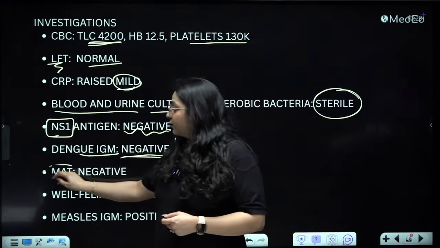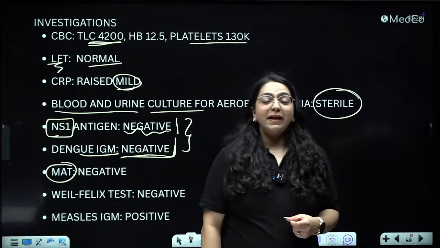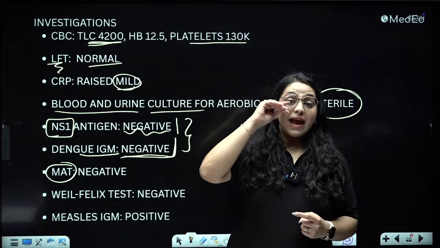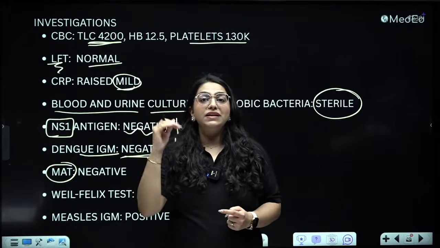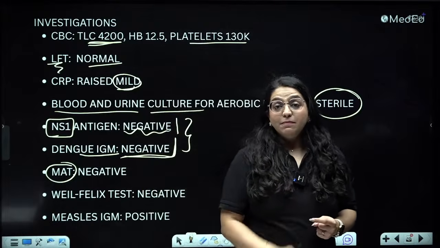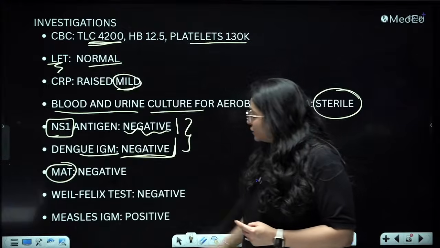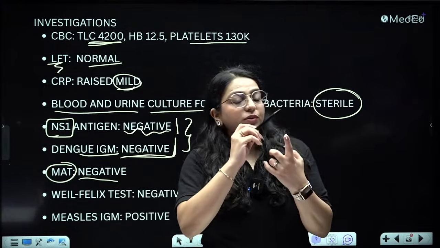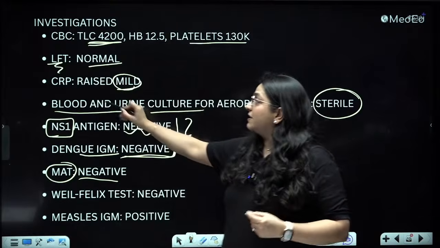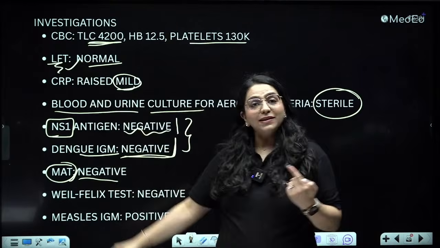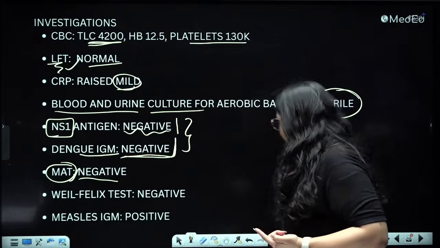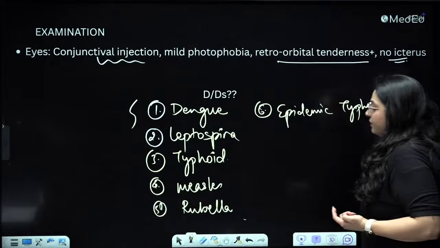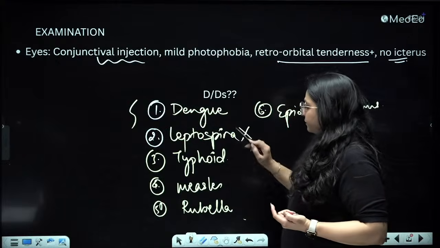What is MAT? Remember, microscopic agglutination test. MAT. Cat sat on a mat with my brother Lee. So MAT is Lee. MAT is leptospira. That is also negative. So all negatives for leptospira were anyways pointing out that there was no icterus in the patient. The LFT of the patient is normal, and now MAT has also come out to be negative. So we can rule out leptospira.